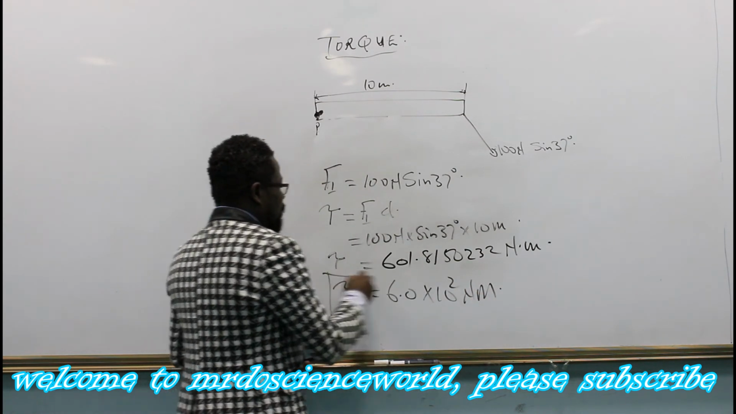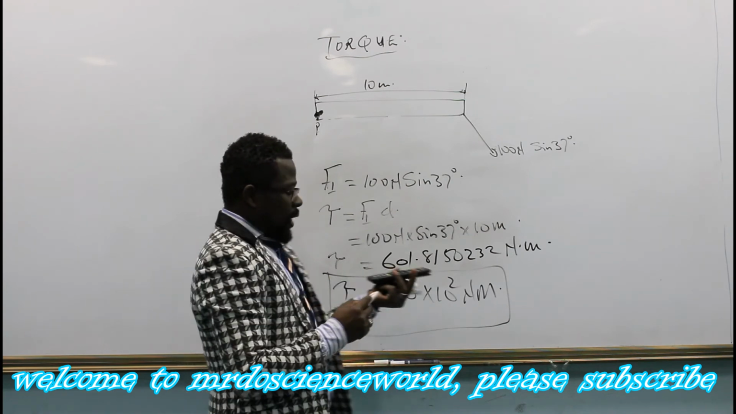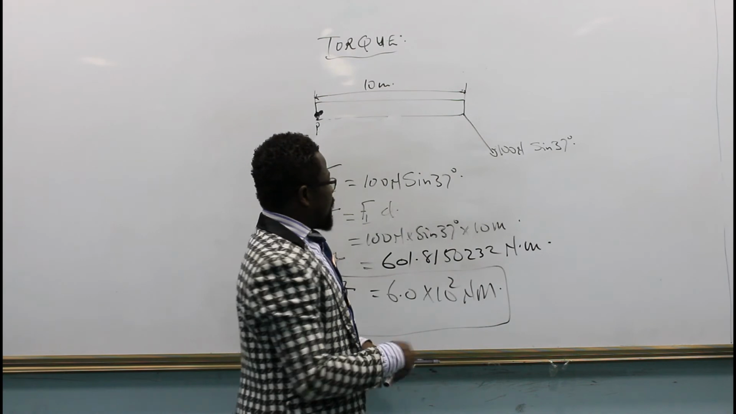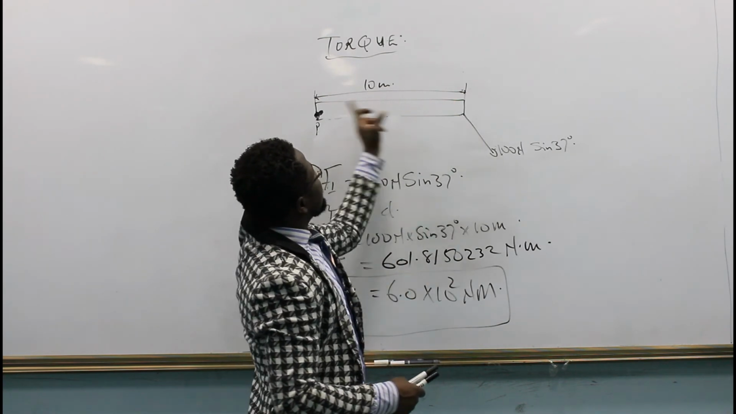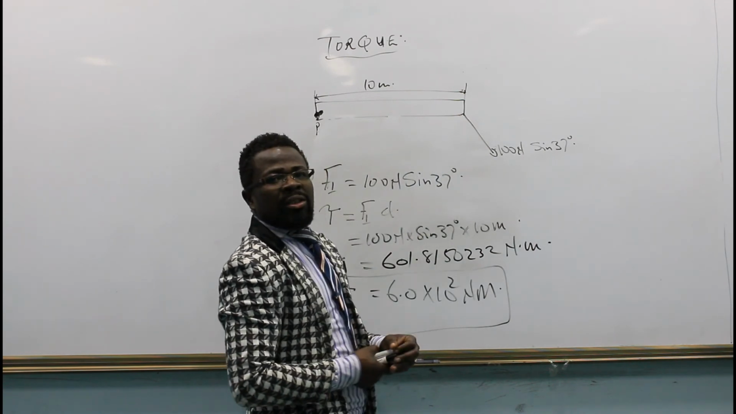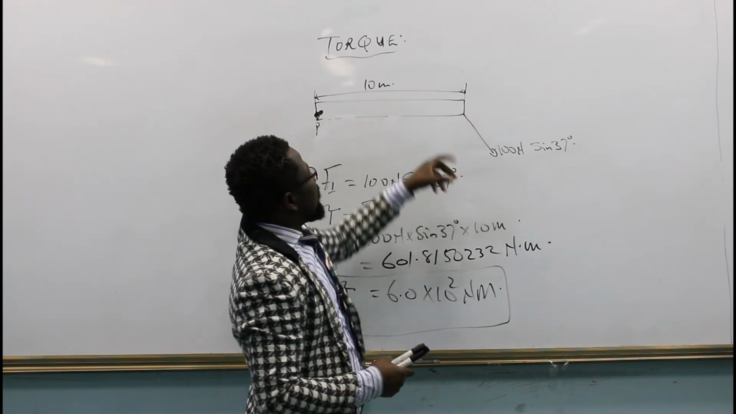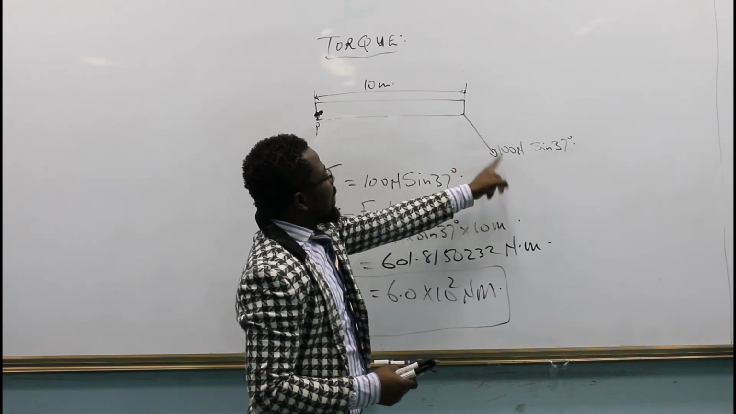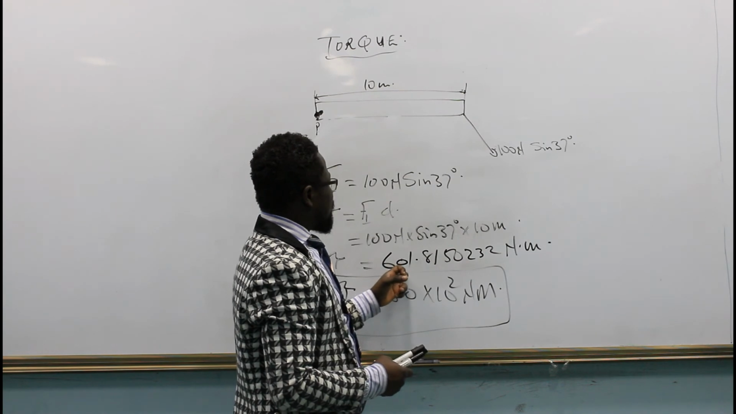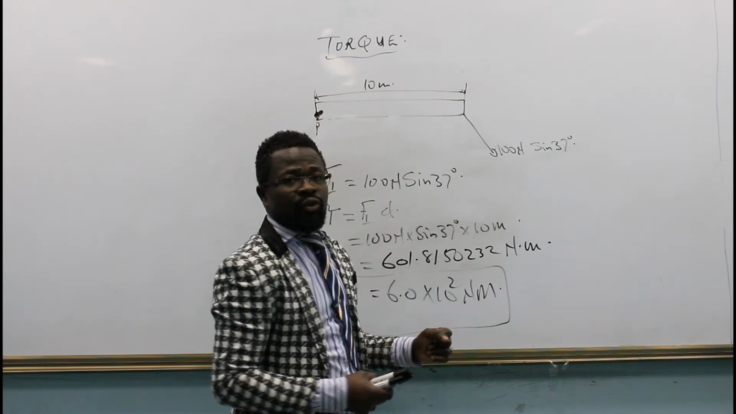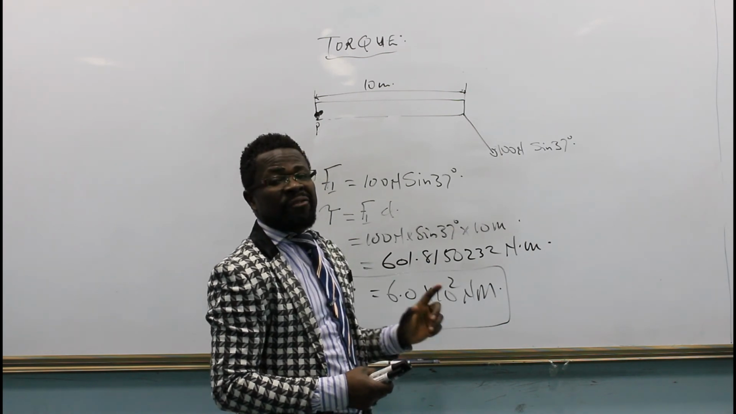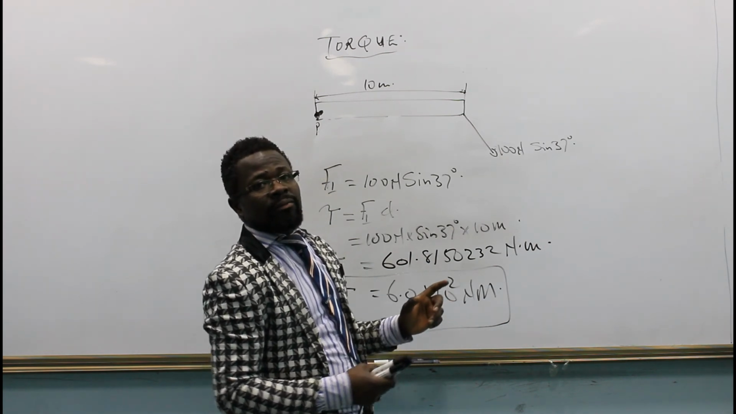And this becomes the torque in the system. As you can see, the distance here is 10 meters. When the force was perpendicular, we got 1000 Newton meters. But now that the force is inclined at an angle of 37 degrees, we are getting 601 or 602 Newton meters. So the angle has an effect on the torque.